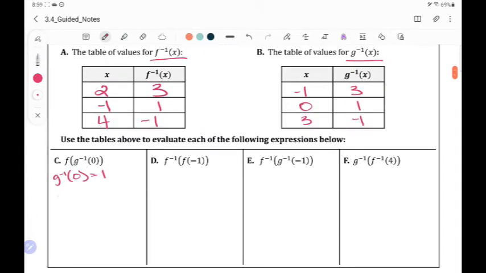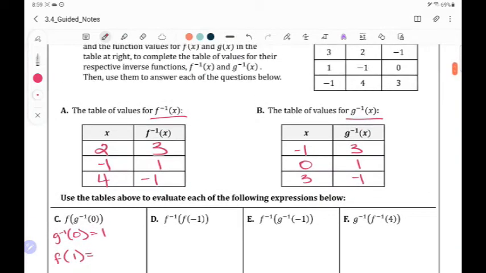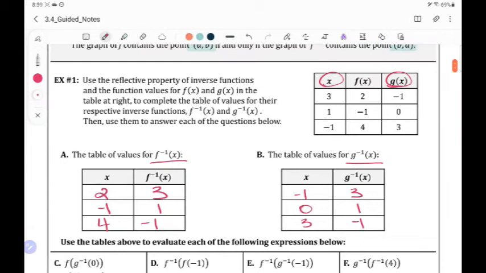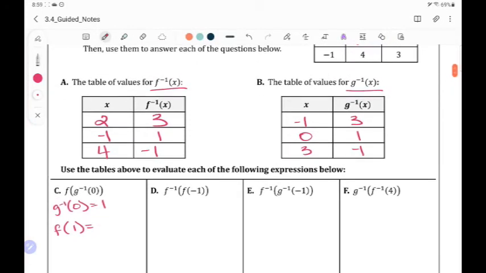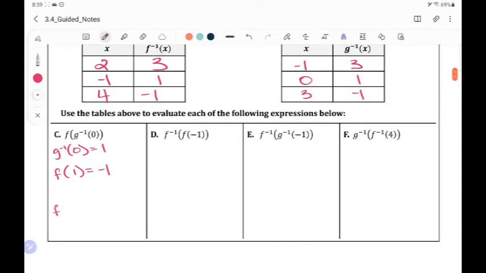So what I'm finding now is f of 1, which is what? I just go back to my original function up here. f of 1 is negative 1. So my final answer is negative 1. So I could rewrite it: f of g inverse of 0 equals negative 1. And that's my answer. Let's try it again.